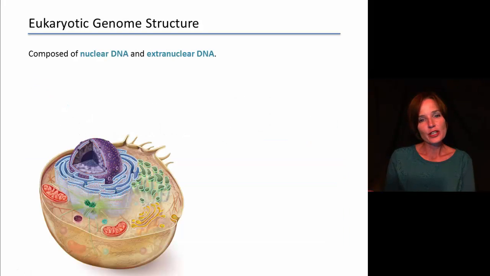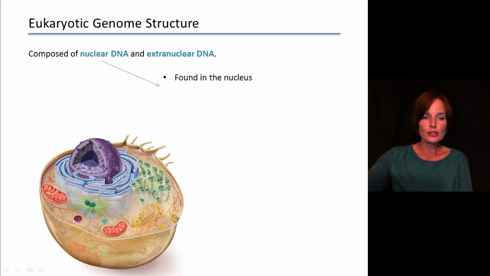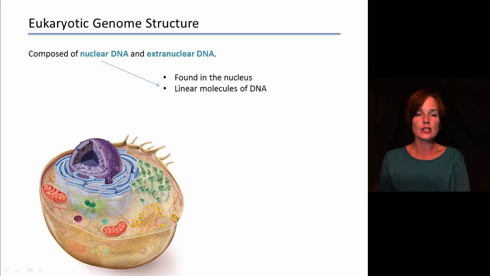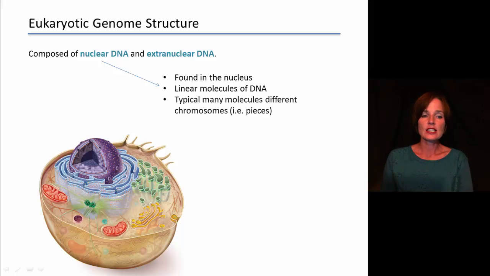If we contrast all of this with the eukaryotic genome, eukaryotic genomes are certainly much larger, and they contain two different parts. We have nuclear DNA, and then there's also extranuclear DNA. The nuclear DNA is DNA that's found in the nucleus, which is where the term comes from. This DNA is linear molecules, still a double helix, but linear rather than connected into a circle. These typically contain many molecules of different sizes, so we have lots of different chromosomes or pieces of DNA.